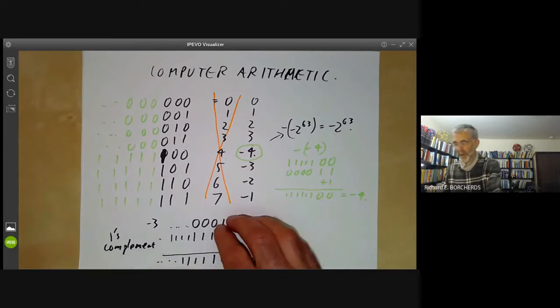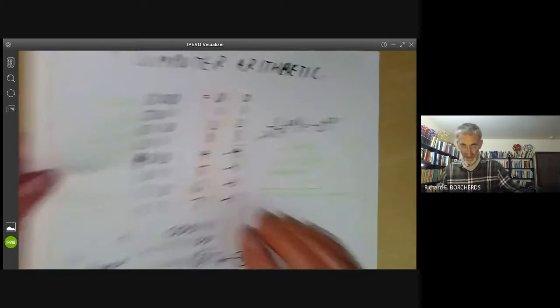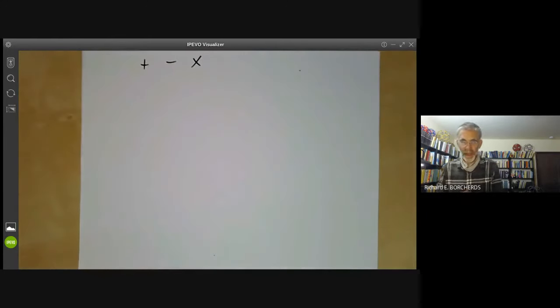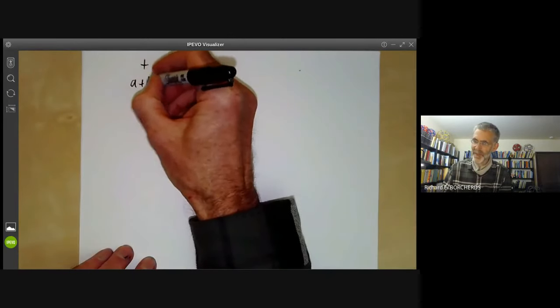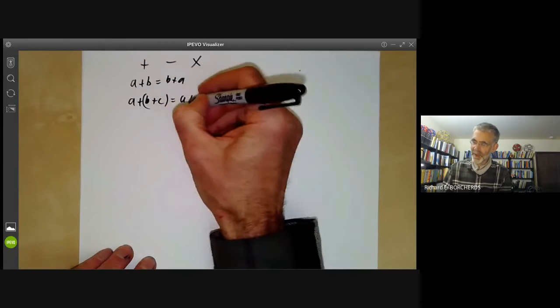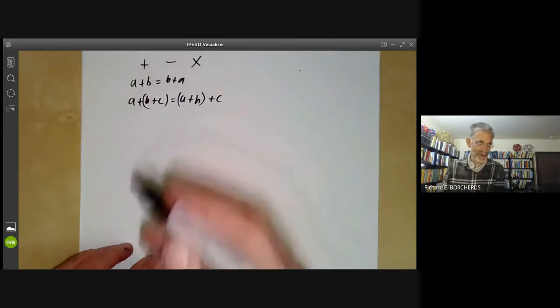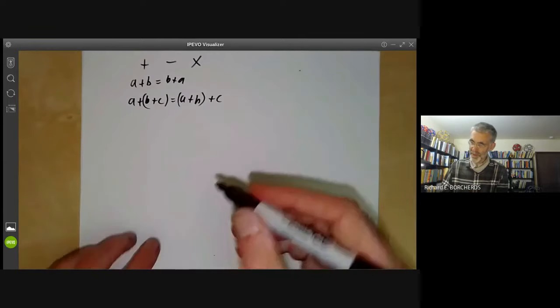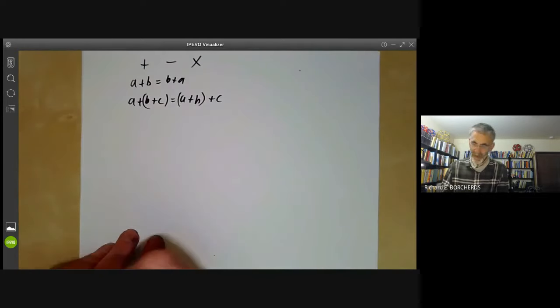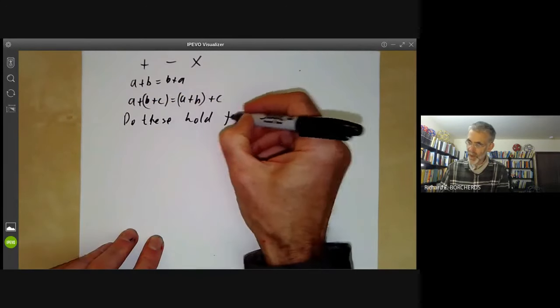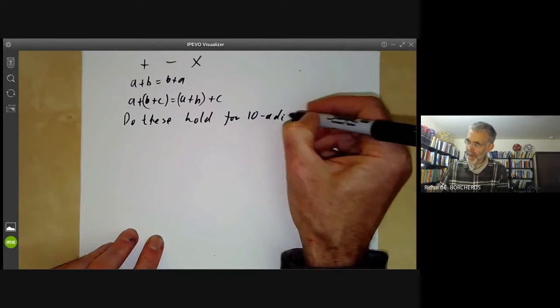Now, the next thing we want to ask is, we've got these operations plus, minus, and times. Do these obey the usual rules of arithmetic? Well, what are the usual rules of arithmetic? Well, they're things like a plus b equals b plus a, a plus b plus c equals a plus b plus c, and a whole bunch of other similar rules, which I won't bother writing out because they're not terribly interesting to watch. So the question is, do these hold for 10-adic integers?